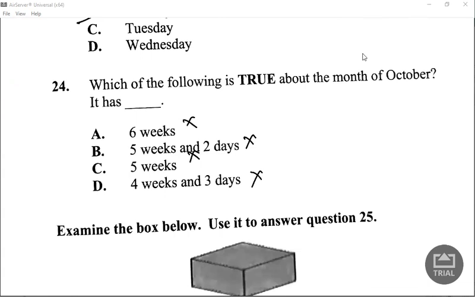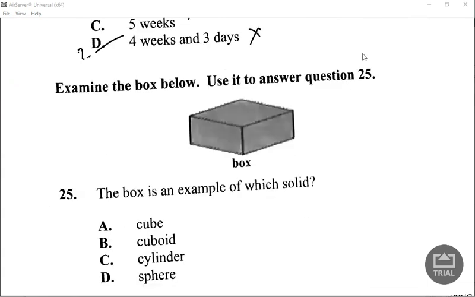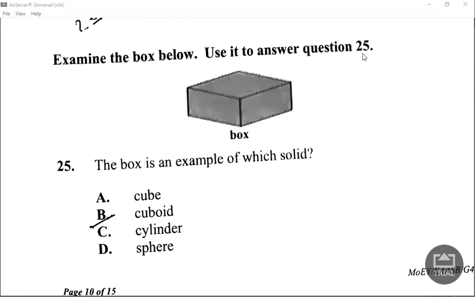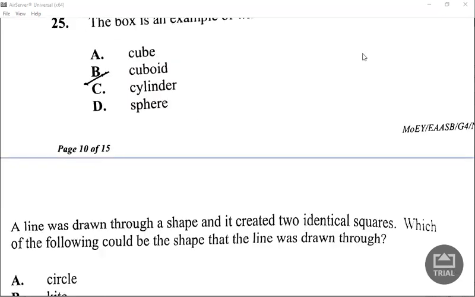Examine the box below. Use it to answer question 25. The box is an example of a solid. It's not a cube. A cube has all sides equal, so it will be a cuboid. So guys, you have to learn to find the volume of a cuboid and all of those things in the math.